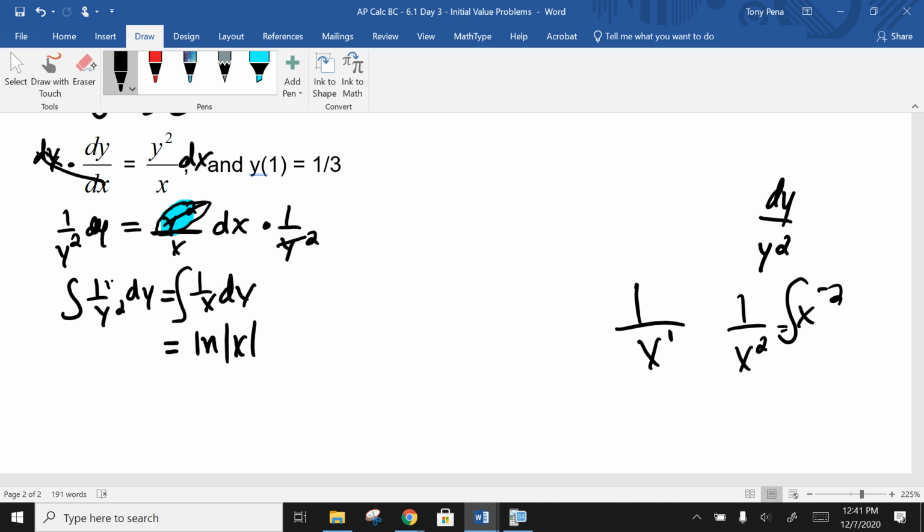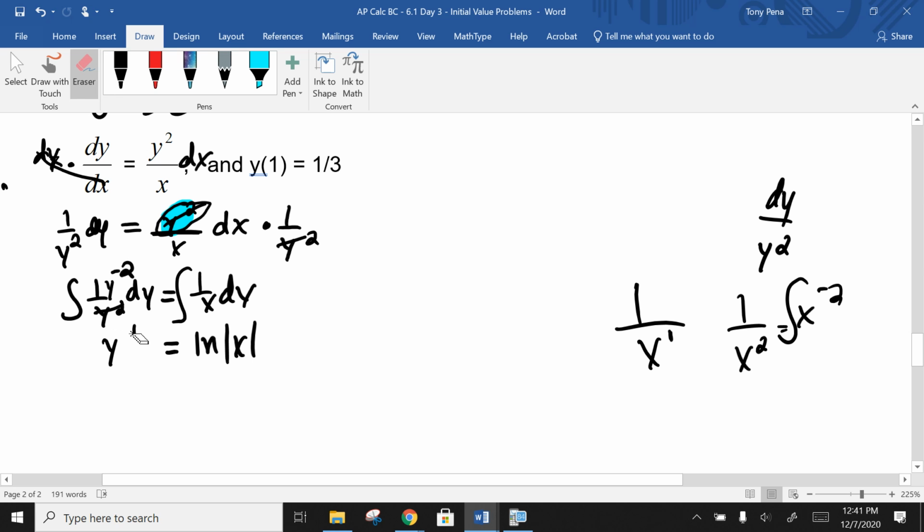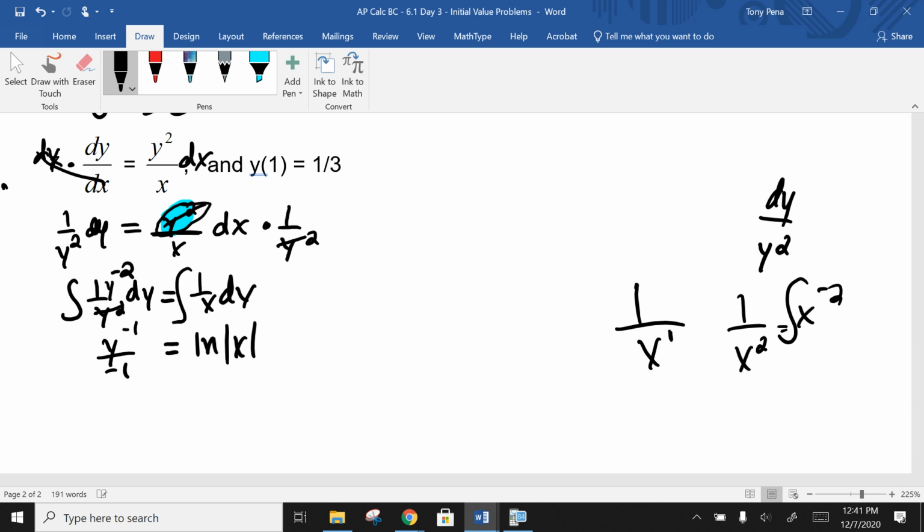So let's bump this up, rewrite this as a y to the negative 2. And then we just do our power rule. So add 1 to that power. So y to the negative 1. And then divide by that negative 1.